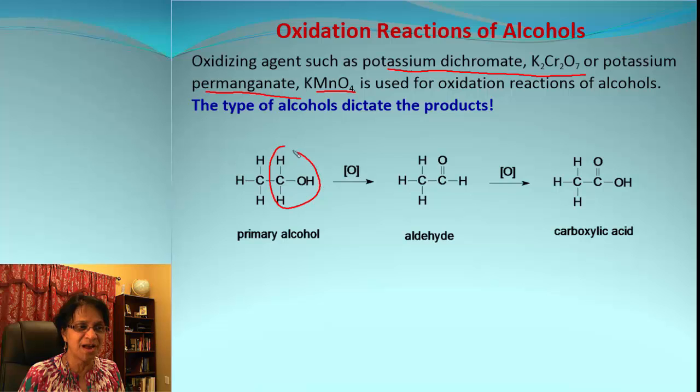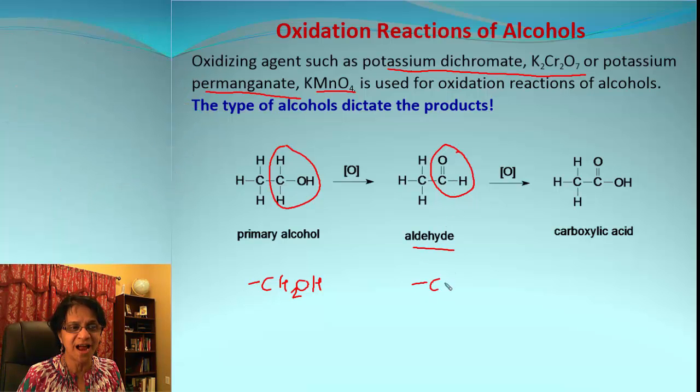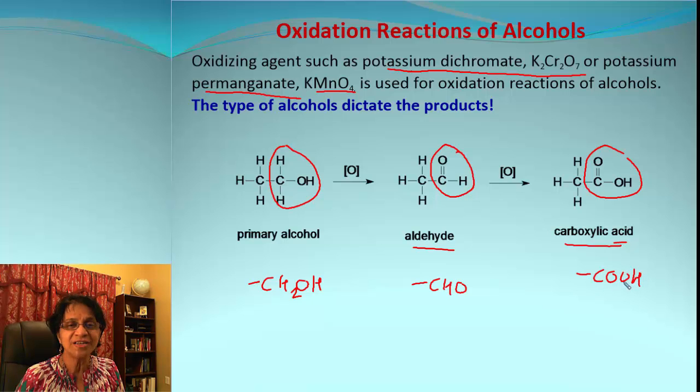This is our primary alcohol with CH2OH group. When we oxidize it first, that gets converted to CHO. And what is the CHO group? That is an aldehyde. And if we continue the oxidation further, the group gets converted to COOH, which is actually a carboxylic acid. So it's an easy process by which we can take an alcohol and convert that to an acid. But that happens only when it is primary alcohol.